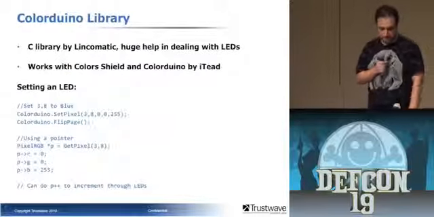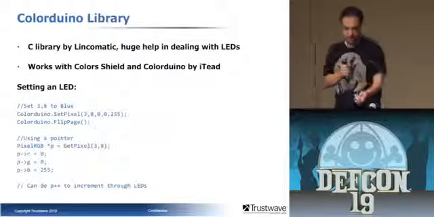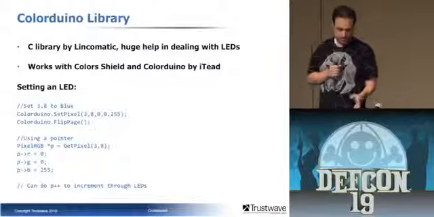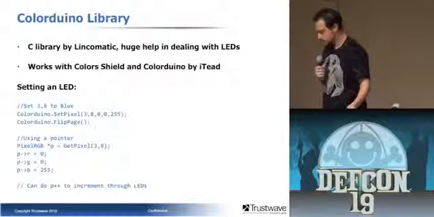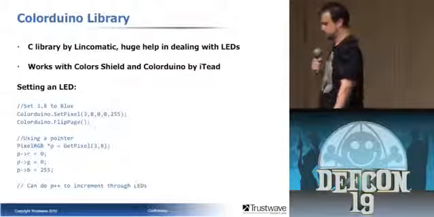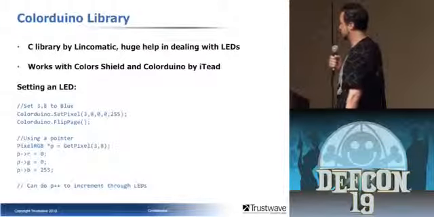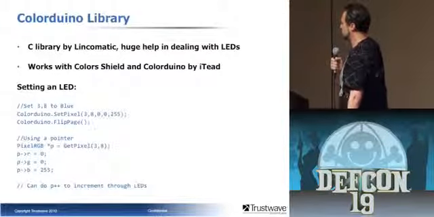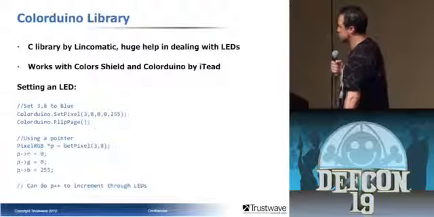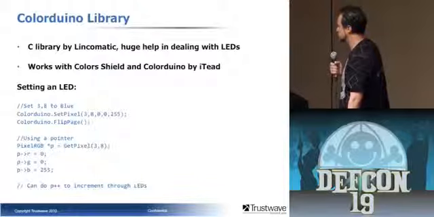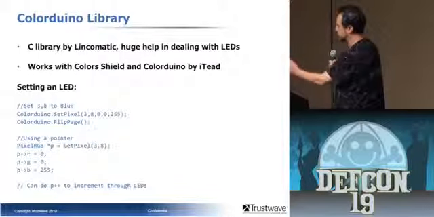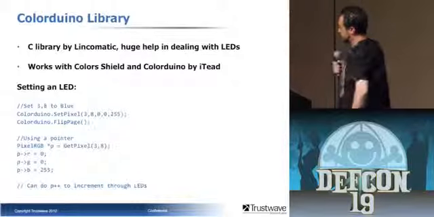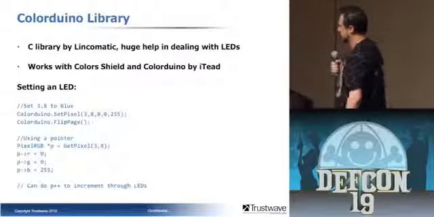So this is the cool stuff. The Color Arduino library is a huge help in dealing with the LEDs. Setting an LED, for those of you who want to figure out how to do this, is very simple. There's some basic code there to do it. If I want to set coordinate X3, Y8 to blue, I can do set pixel directly, or I could do it using a pointer and increment. I didn't write this. This is by this dude, Linkomatic, and he's awesome.